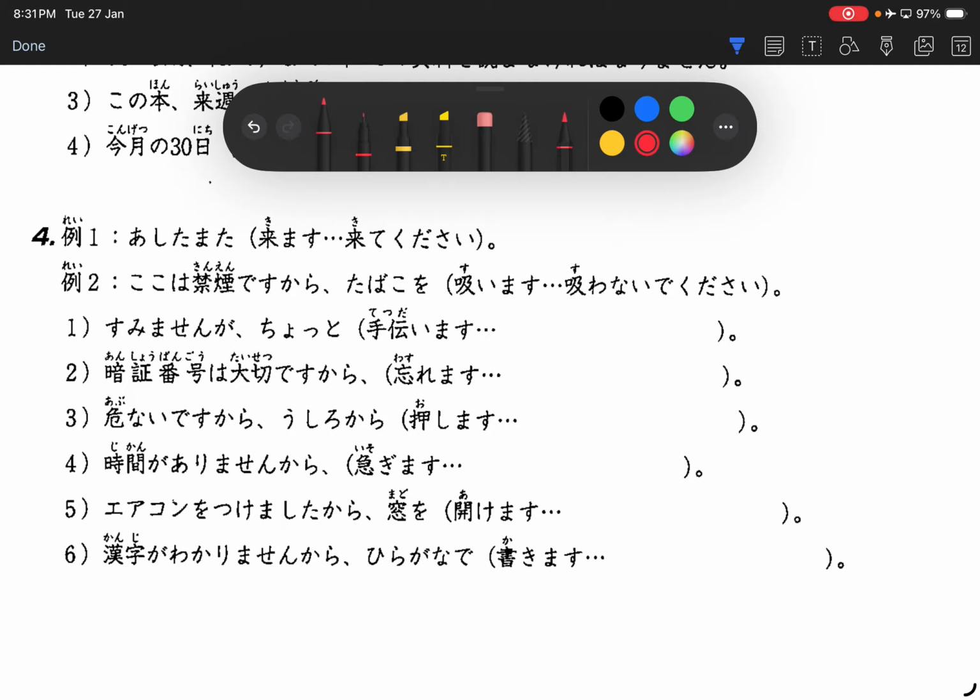漢字がわかりませんからひらがなで書かなければなりません。Because I don't understand kanji, so I must write in hiragana. Right? Can you repeat the kakanakereba part? 書かなければなりません。書きます。The negative is 書かない。Right? So 書かなければなりません means I must write. The must has to be accompanied with the negative. Double negative equals positive.